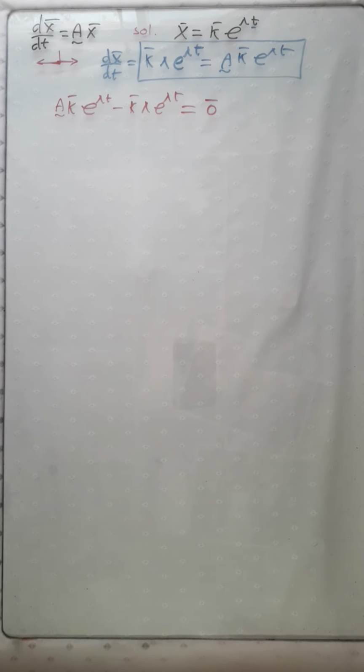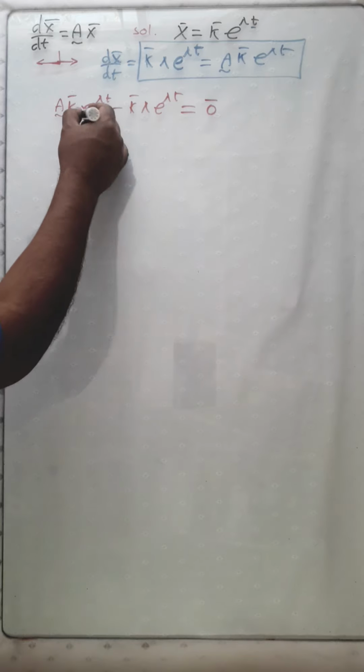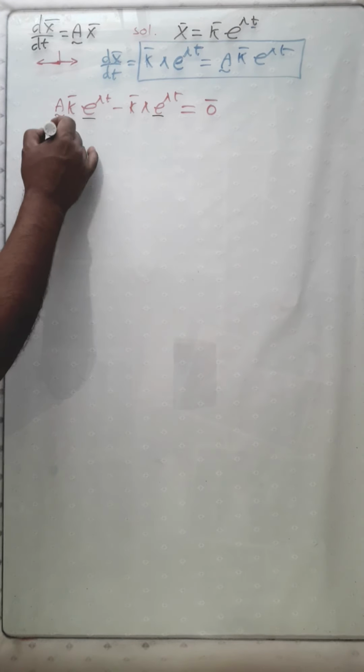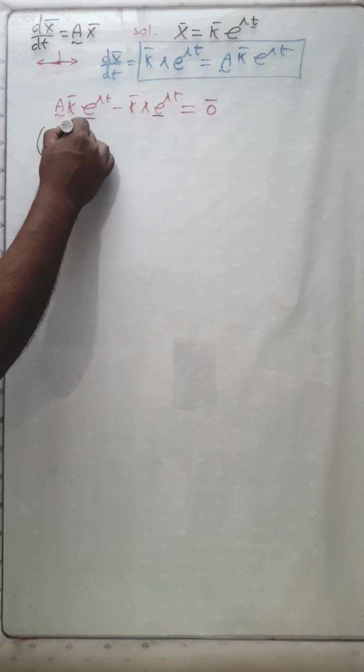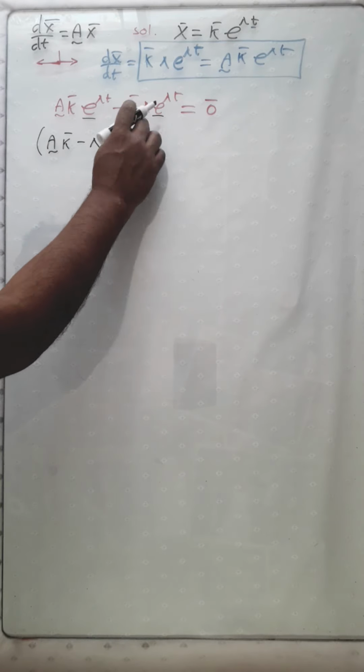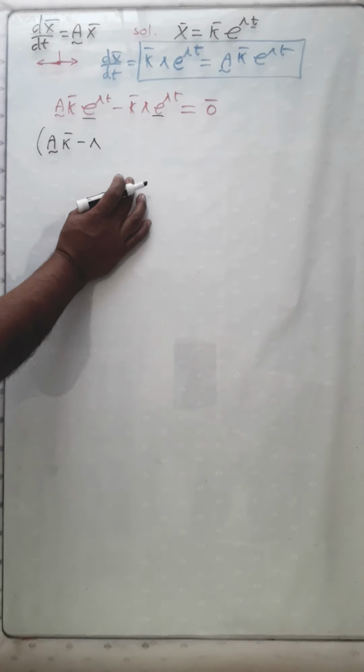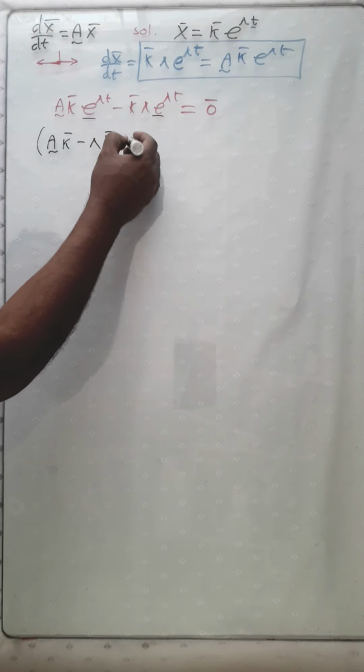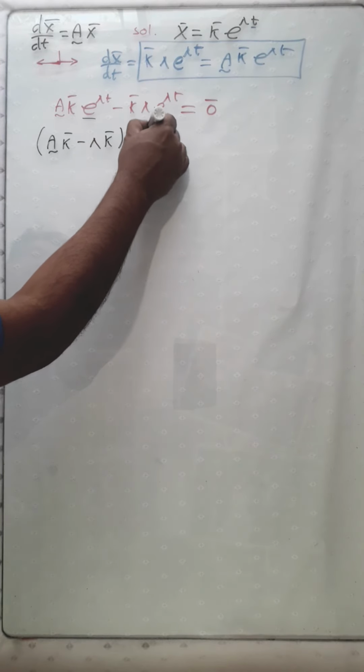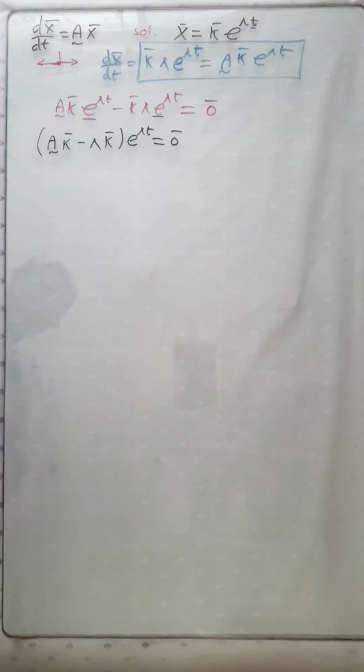Okay, now let's factorize what we can factorize. I can see here that the exponential is the same, so we can factorize the exponential. A matrix K vector minus lambda. Lambda is a number, it's not a vector. K vector, and then exponential of lambda t, and then equal to 0 vector.